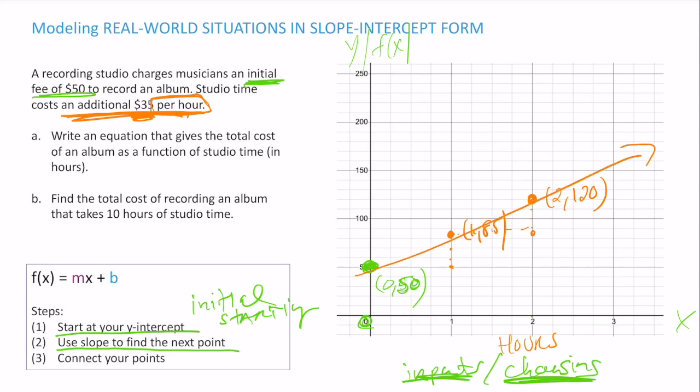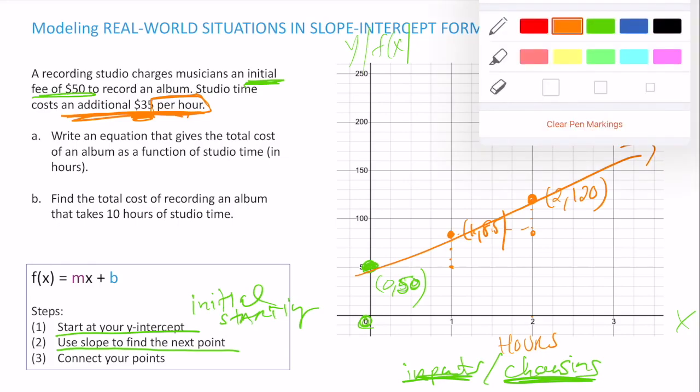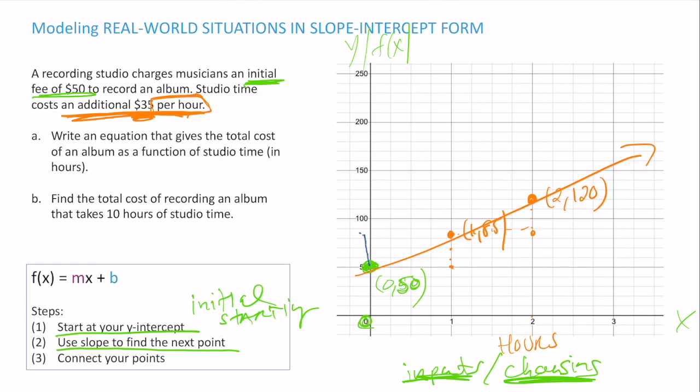All right, and notice we're going up, right? If we want to look at the rise and the run to find the slope, we're going up $35 for every 1 hour that we are going over, right? We spend an extra $35 for every 1 hour of recording time. So notice it has nothing to do with hills, right? Slope in this case is the rate of change. I'm spending 35 more every hour that I want to record. Okay? So that's a slope.